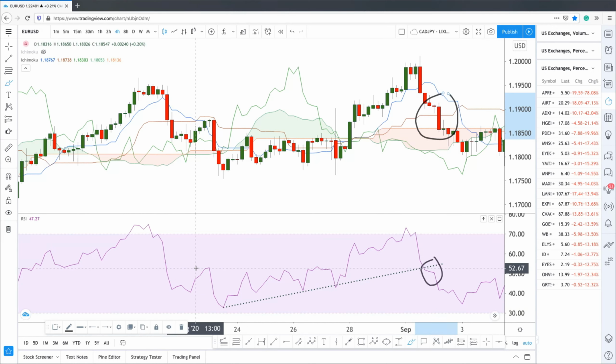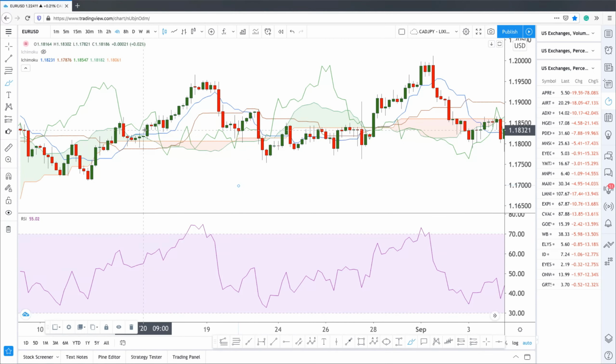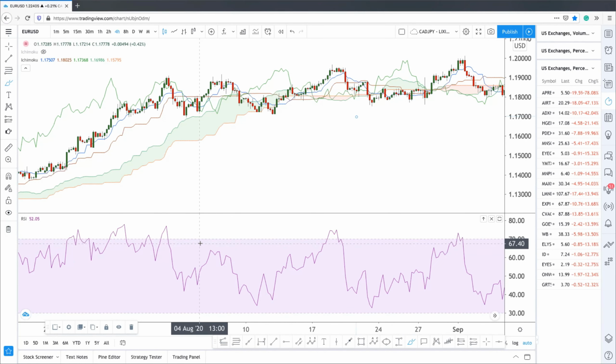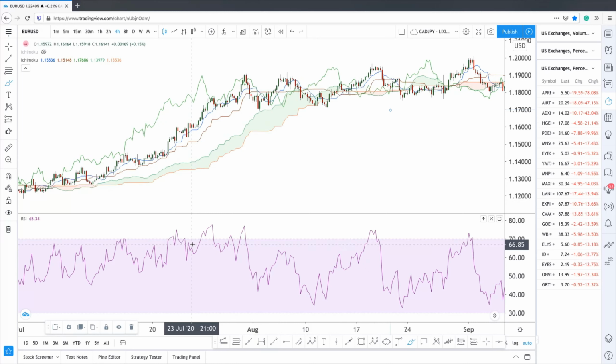For those of you guys who are not familiar with divergence, essentially we have two types of divergence. The first one is the bearish divergence. For bearish divergence, it just means that prices are forming a higher high. So in this case, for example, let me see if I can actually find a divergence as an example.